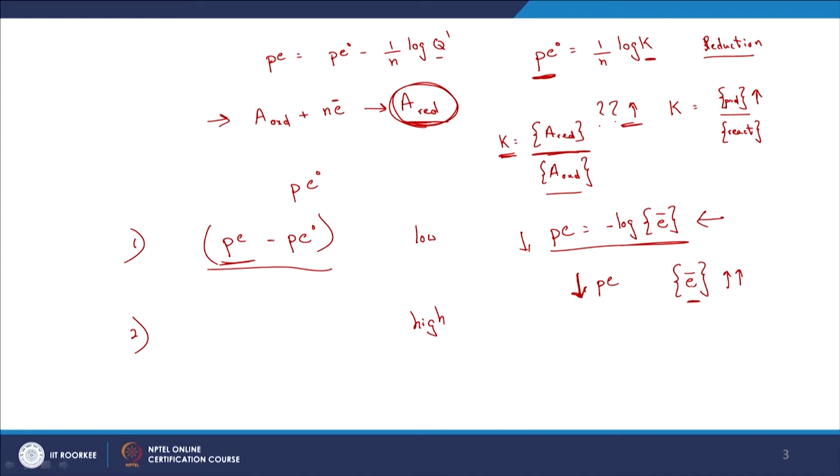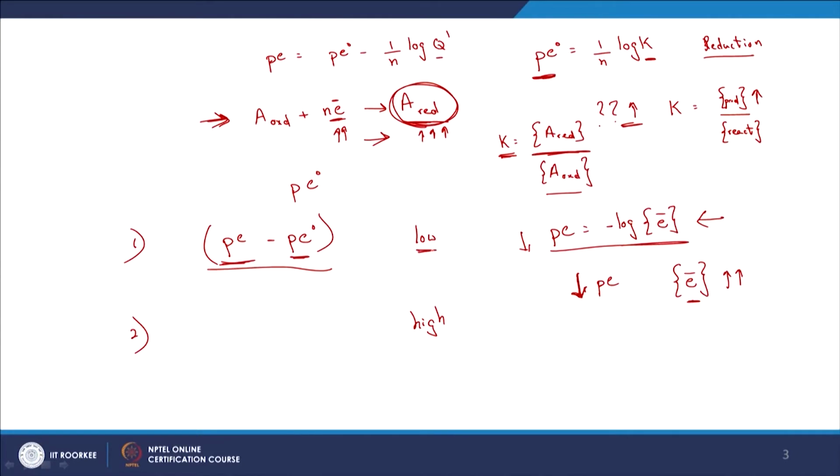So if the concentration or activity of the electron is higher, what does that mean? Then the forward reaction would be much more favorable, and the half reaction would want to proceed in the forward direction. So that is what it transforms into: when pe compared to pe naught is low, what does that mean? It means that reducing conditions prevail.